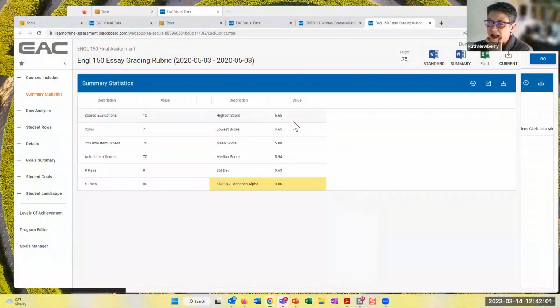So when we say high score, no one got a perfect rubric. Otherwise, we would see 7, because 7 rows, 1 point each, give us 7. Low score, again, we see no one got a 0, nor really, really low either.